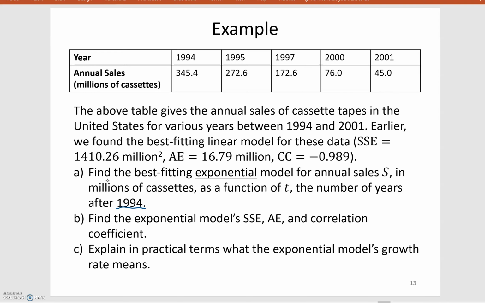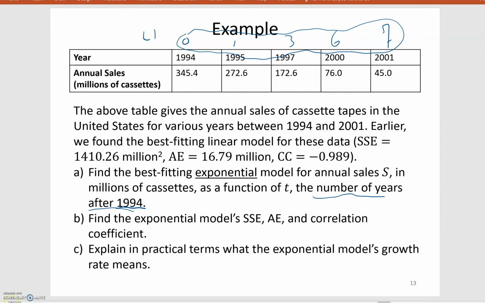But remember that this is an elapsed time model. It says the number of years after. So 1994 is going to be year 0. 95 is year 1, and then 97 is year 3, because that's 3 years after 94. 2000, that's year 6, and 2001 is year 7. So this is actually going to be our L1, and then L2 will be these values.